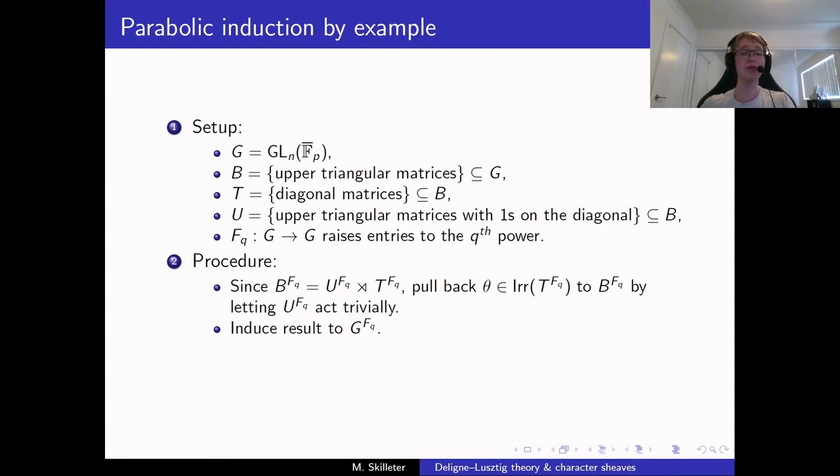If you like to think about homomorphisms, we have a surjective homomorphism from B(F_q) to T(F_q) coming from the semi-direct product, and we're just precomposing our representation with that surjection. Now we just induce the result from B(F_q) to G(F_q). And that's the procedure of parabolic induction. So the representations that arise this way are what's known as parabolically induced.